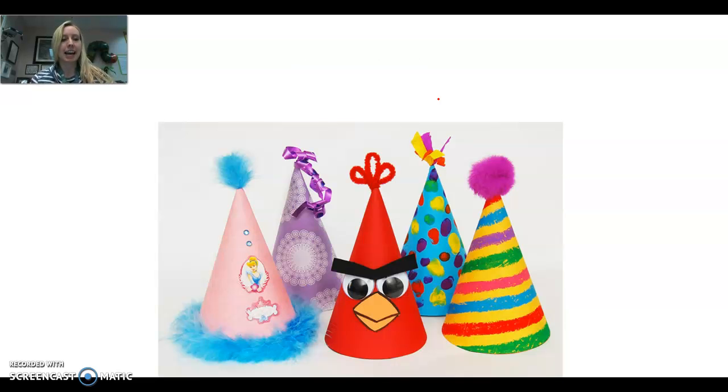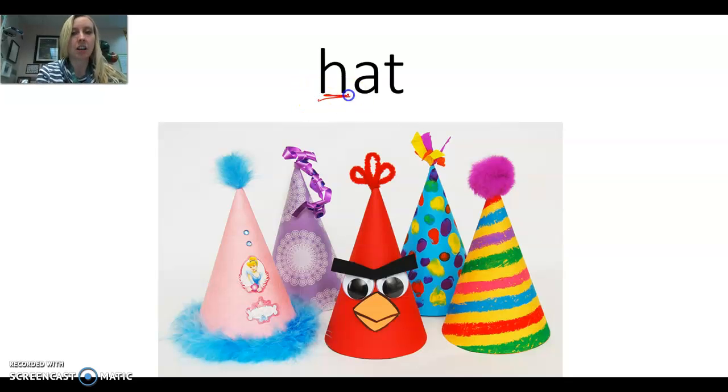Okay, the next one is hat. Let's make those sounds. H, a, t. Do it with me. H, a, t. Get out your board, your marker. Let's make those sounds again as you write it. H, a, t. Give you 3 more seconds. 3, 2, 1. There's hat. So let's look at our sounds. H, a, t. And the whole word is hat.